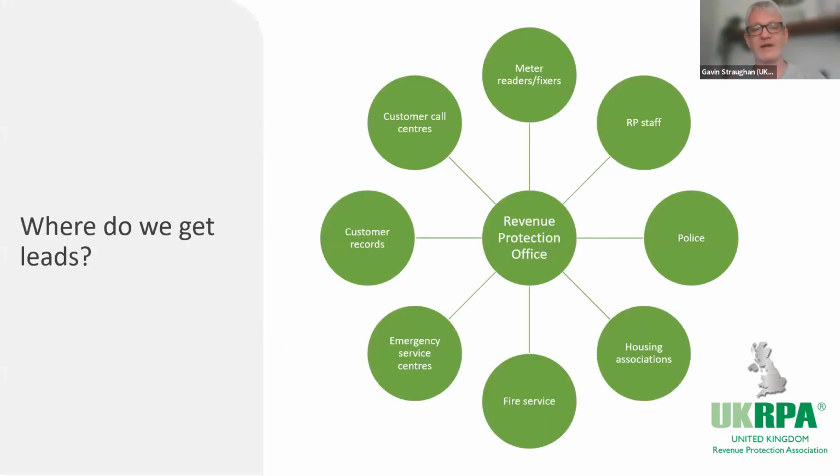If you look at this little graphic here, it tells you where we get our leads from mainly. And we get them from all over the place. I think you'd probably fall under the housing associations band at the bottom there. What we're saying is they can come from anywhere, but we do rely on people reporting it, as well as suppliers being able to do their own data analysis to identify the thefts.